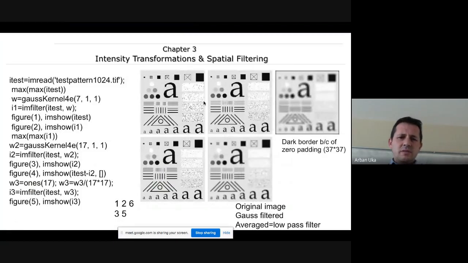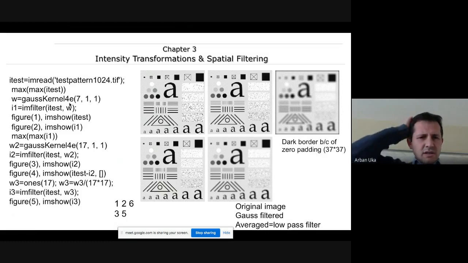Now, I included the code here. You can run the same thing on your own on any image. But let's see what we have here. The first image is the test pattern 1024, the size is 10 to the power 3 by 10 to the power 3. First, I just check what the maximum pixel value is. Then we generate a Gaussian kernel of size 7, and another Gaussian kernel of size 17, and then we have figure 1, figure 2, figure 3, which represent 1, 2, 3.